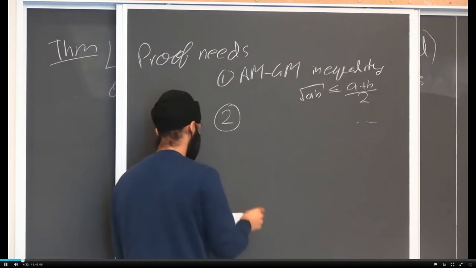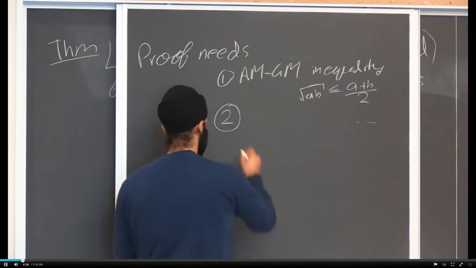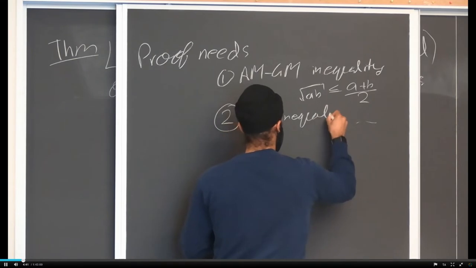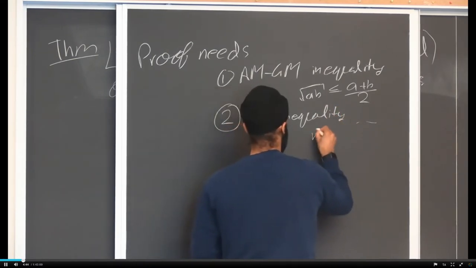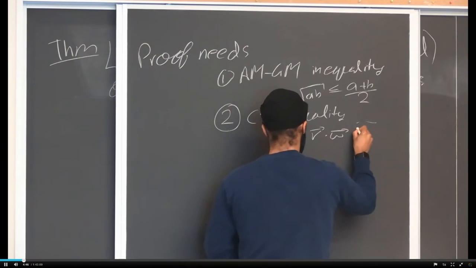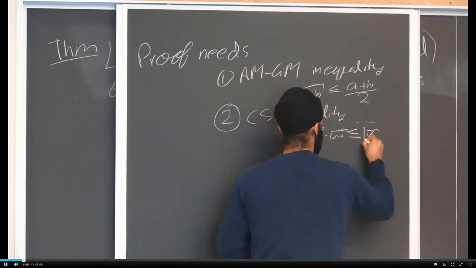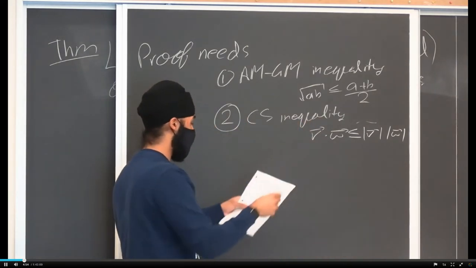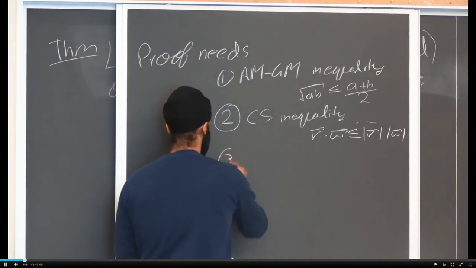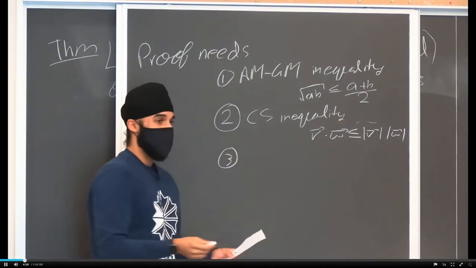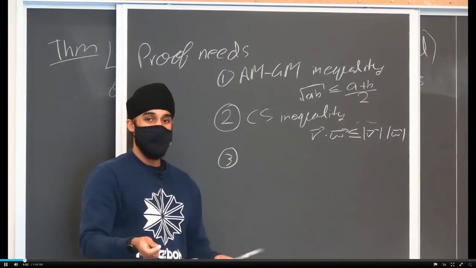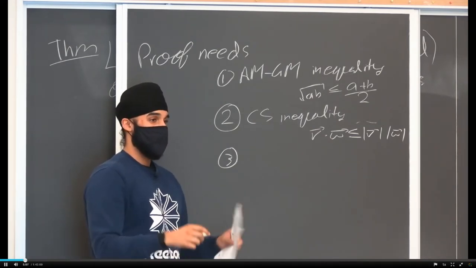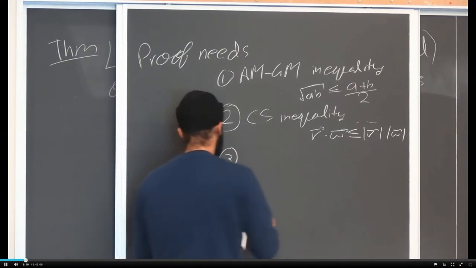The second one you guys have definitely seen because we need it in linear algebra. This is the Cauchy-Schwarz inequality. If you have two vectors, you take the dot product. The dot product is always going to be less than or equal to the product of the magnitudes. And the final thing we need is, the theorem is talking about an area enclosed in a curve. So we need a formula that can get us the area. We don't want to go in and find the area ourselves. We need a formula that does that automatically for us.